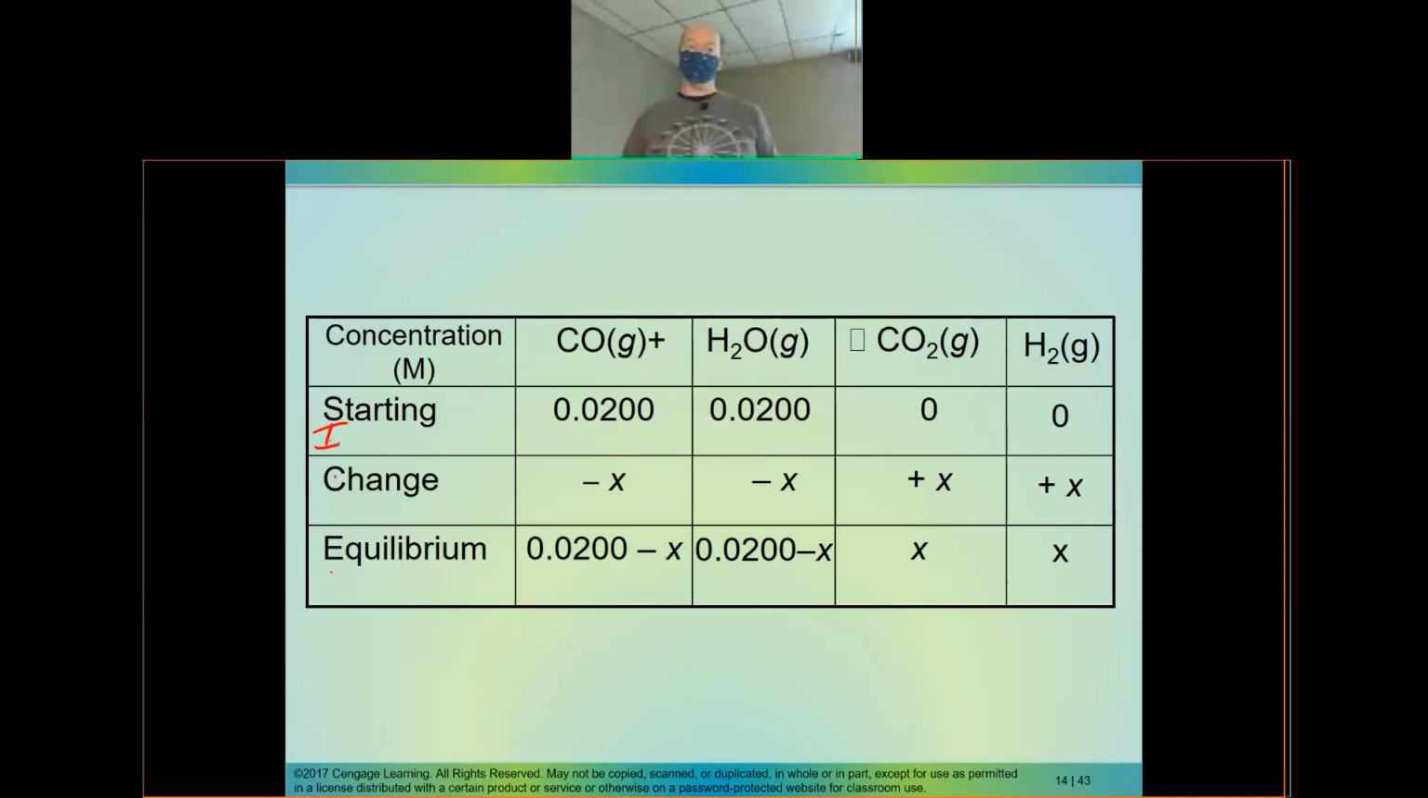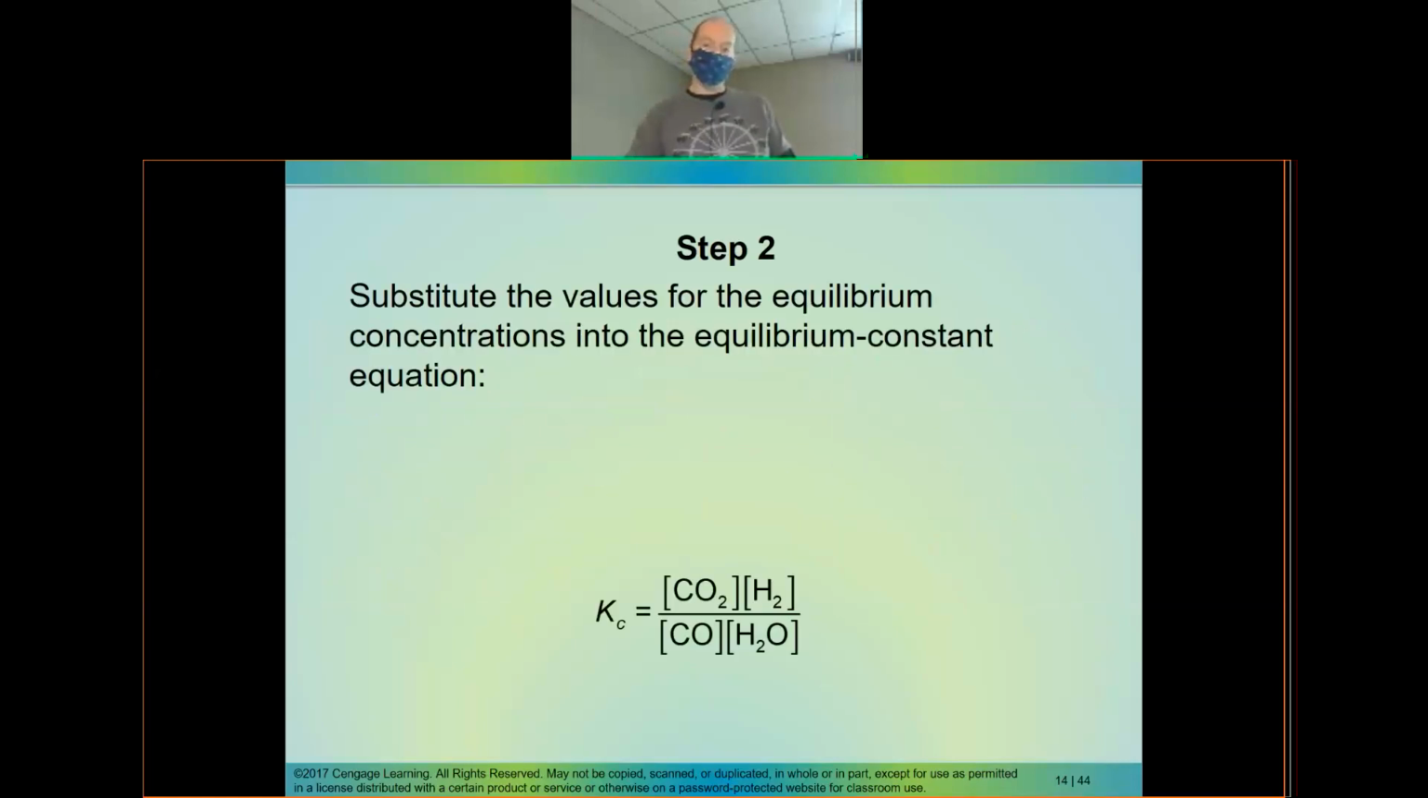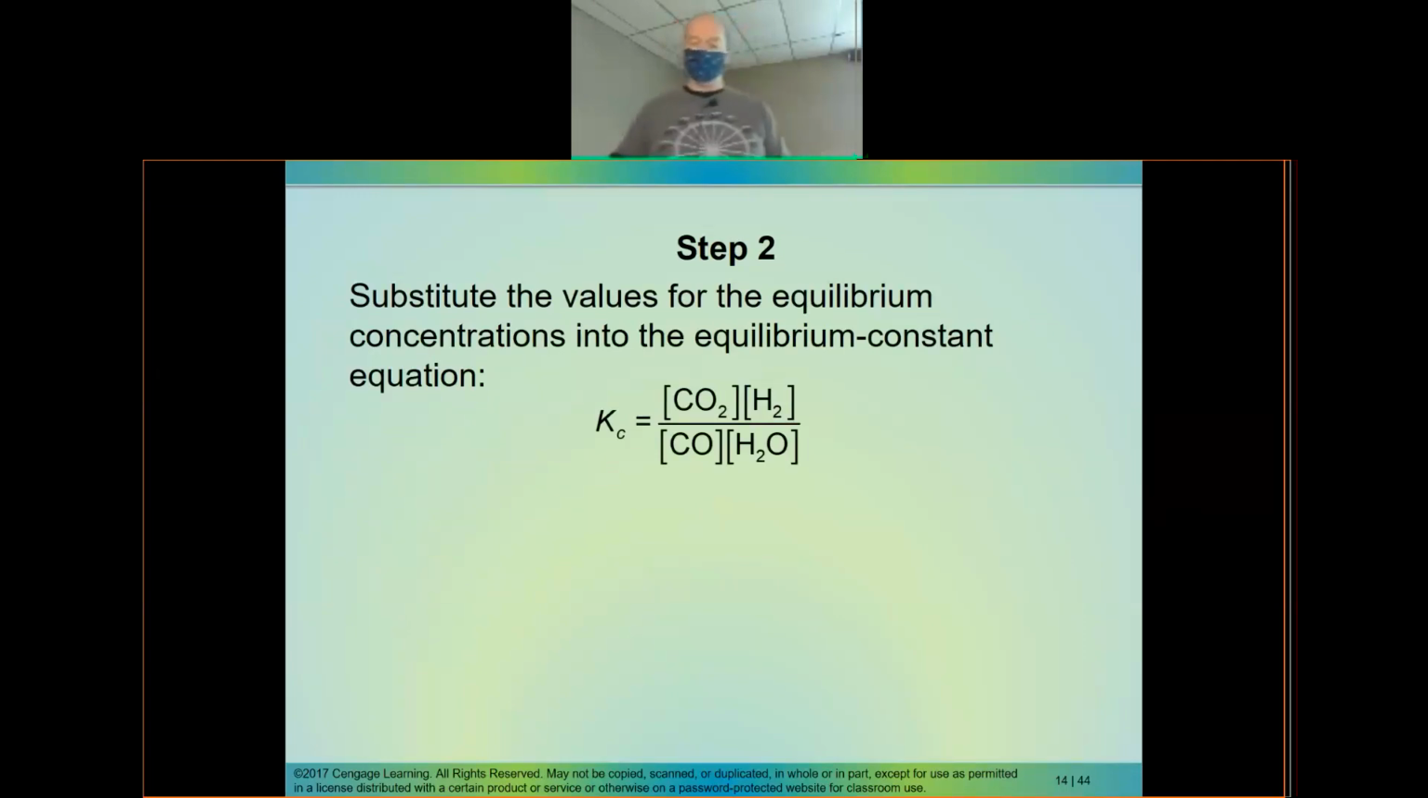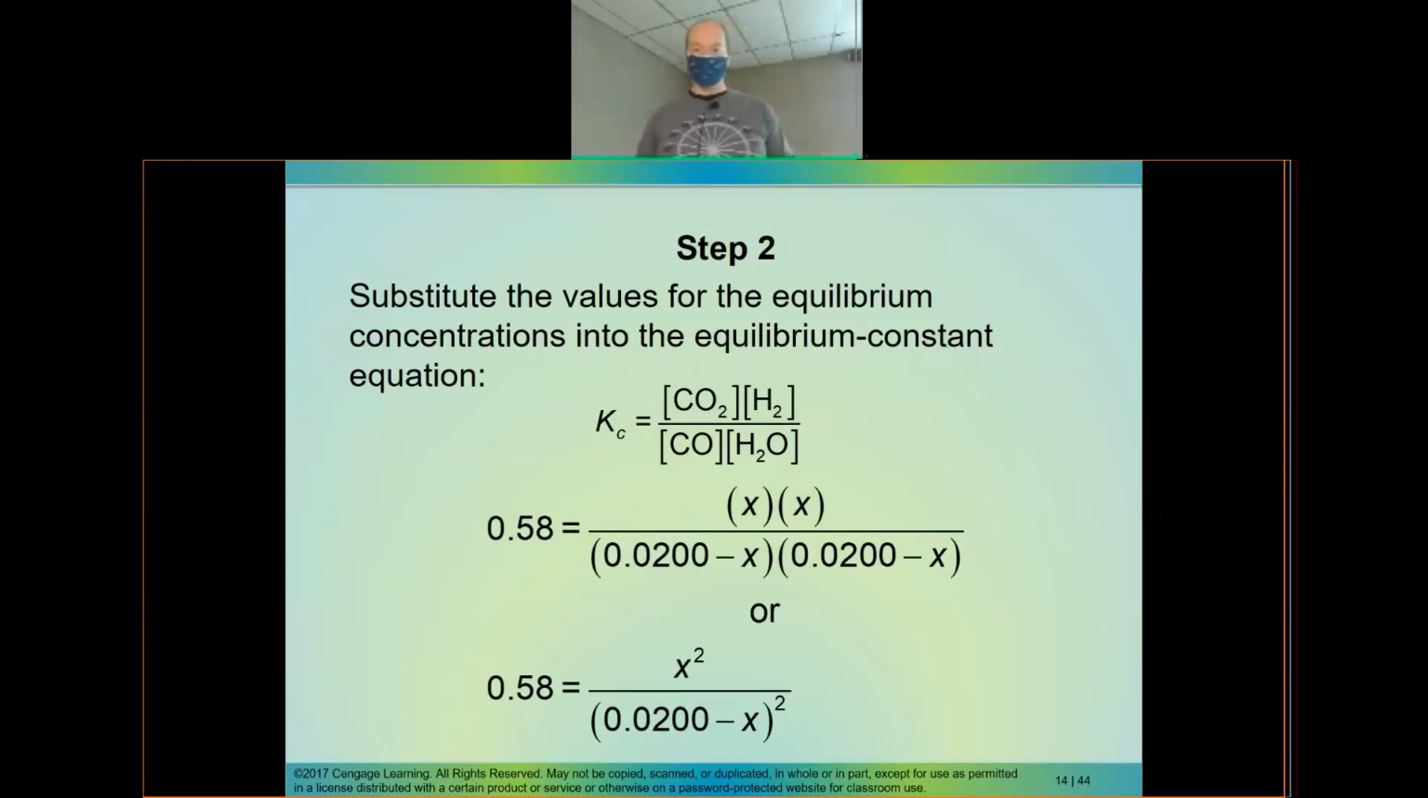Every coefficient is a 1, and that's why it is minus 1x, plus 1x, plus 1x. So at equilibrium, we have 0.0200 minus x, 0.0200 minus x, and 0 plus x, which is x, and 0 plus x, which is x. Then you write your expression and put in your equilibrium values. CO2 and H2 were both x, and CO and H2O were both 0.0200 minus x. Then we combine them to show a perfect square, so we were able to take the square root of both sides.